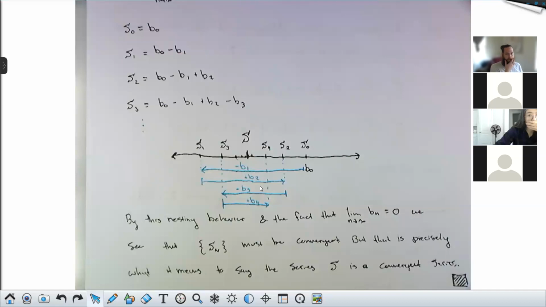Okay. Let me show you how to use this. Let's take a look at an example of an alternating series and see if we can prove that it converges using the alternating series test. Before I move away, are there any questions on this proof?